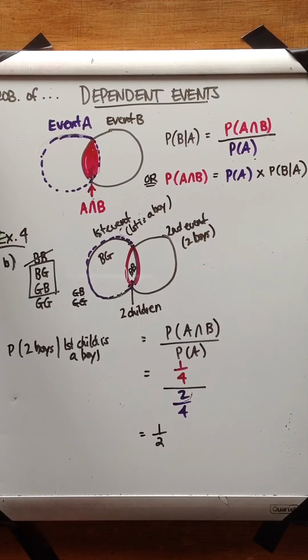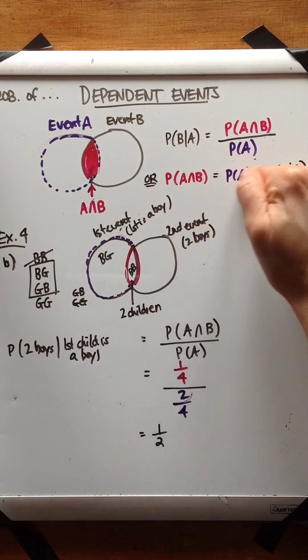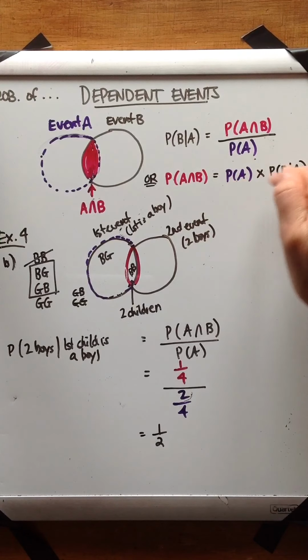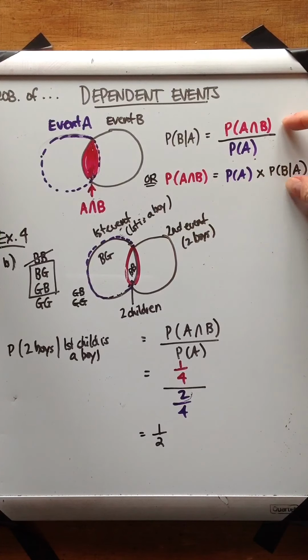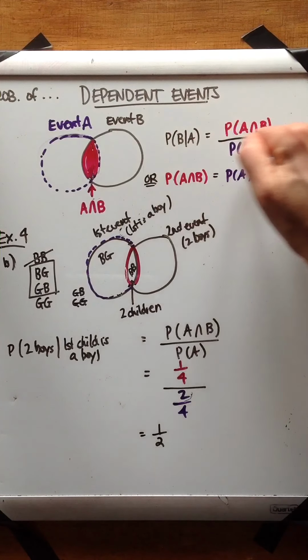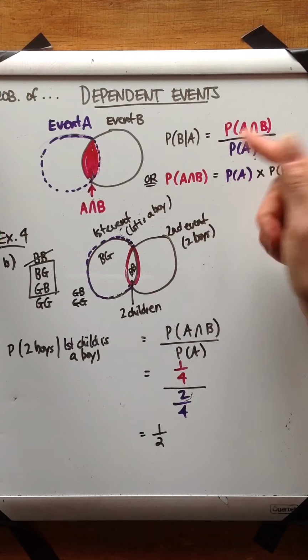Okay, I encourage you to use Venn diagrams to help sift and sort between these 3 variables. Which 2 are you given? Which one are you trying to find? That'll help you know which version of the equation you can go straight to, or you can always use this one and just rearrange it, or this one and rearrange it.